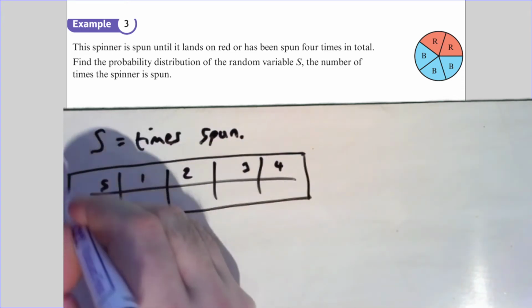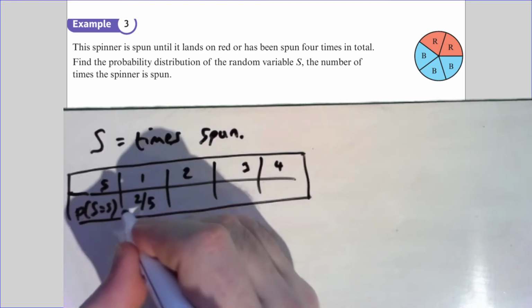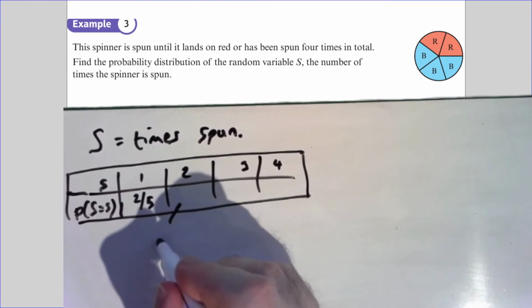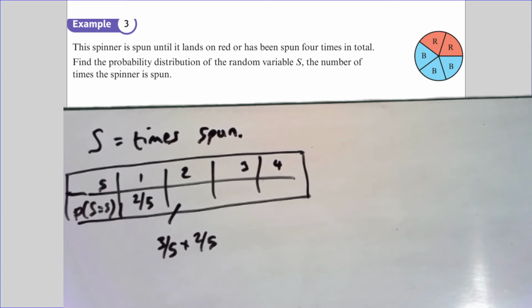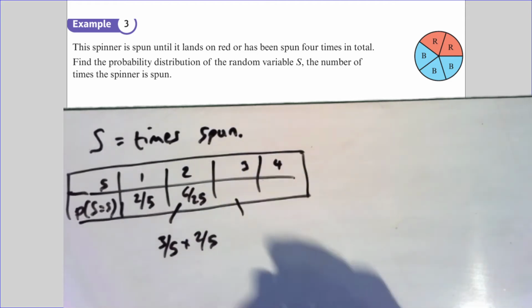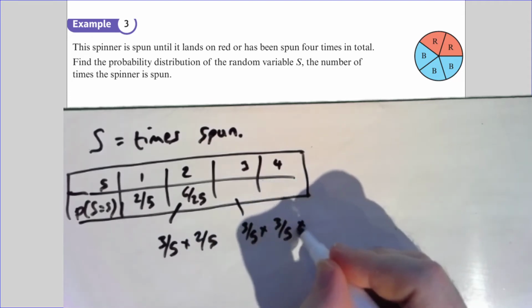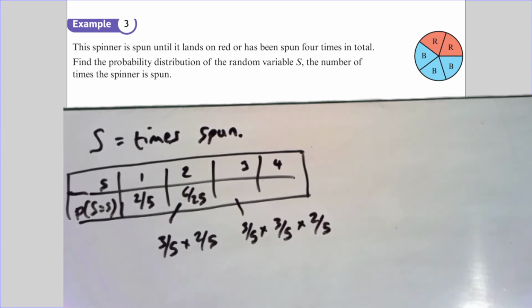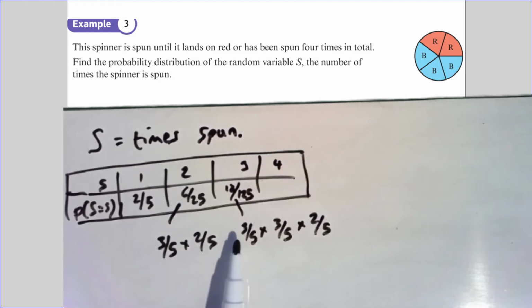And we need to work out the probability for each of these things. So the probability we spin it once is just the probability we get red on the first attempt, which is 2 out of 5. This next one is 3 out of 5, so we spin a blue, times 2 out of 5, so we spin a blue and then we spin a red on the next one. So this is 6 out of 25. This next one is blue on the first one, times another 3 out of 5, times 2 out of 5, which is going to give us 9 times 2, which is 18, and then 125 on the bottom. So 18 out of 125.